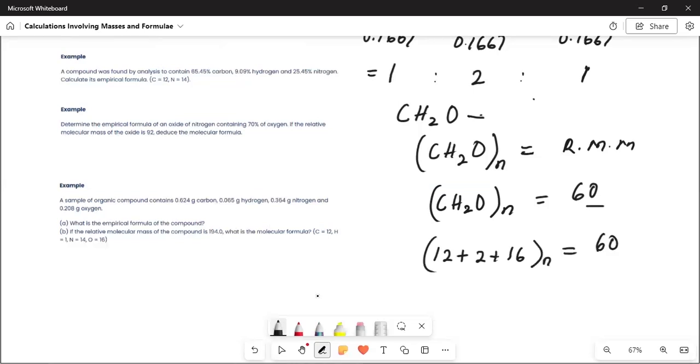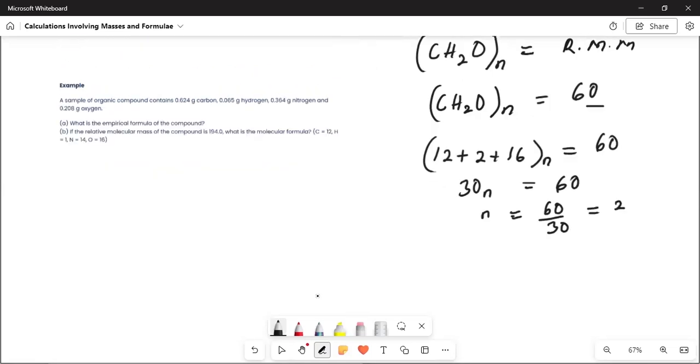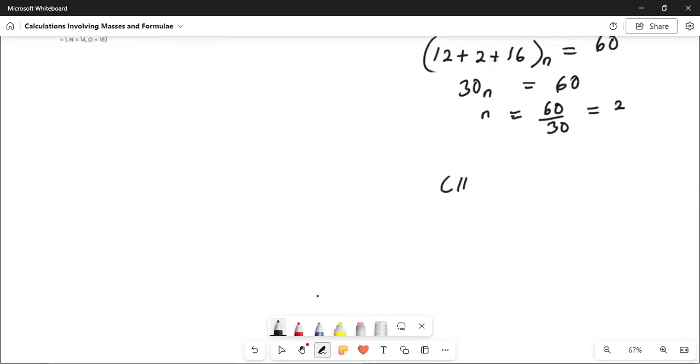12 plus 2 is 14, 14 plus 16 is 30. So 30n is equal to 60. Now dividing both sides by 30, n is equal to 60 divided by 30, which is 2. Therefore, the molecular formula is CH2O times 2, since n now is 2.